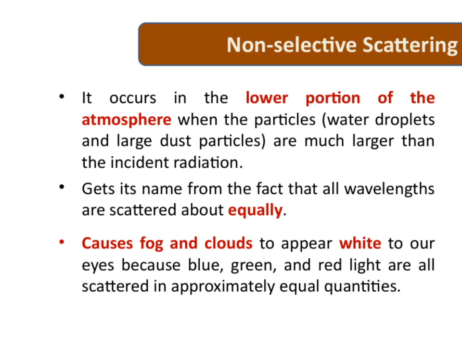Non-selective scattering happens in the lower part of the atmosphere, where particles like water droplets and large dust particles are much bigger than the incoming radiation. Because these particles are so large, they scatter all wavelengths of light roughly equally. This is why fog and clouds look white to our eyes, since red, green, and blue light are scattered about the same way. Recognizing this type of scattering helps us understand how different atmospheric phenomena appear and ties into the broader theme of how light interacts with particles in our environment.